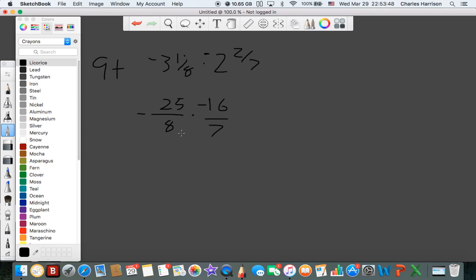Now, we can cancel out the negatives because 2 negatives make a positive. And then what is 16? Well, that's 2 times 8, so we can cancel out the 8 here and the 8 here. So what's left on top? A 25 and a 2, which gives us 50. And what's left on bottom is a 7. Then we ask ourselves, how many times does 7 go into 50? Well, I know 7 times 7 is 49, and 50 minus 49 is 1, so it's 7 and 1/7.